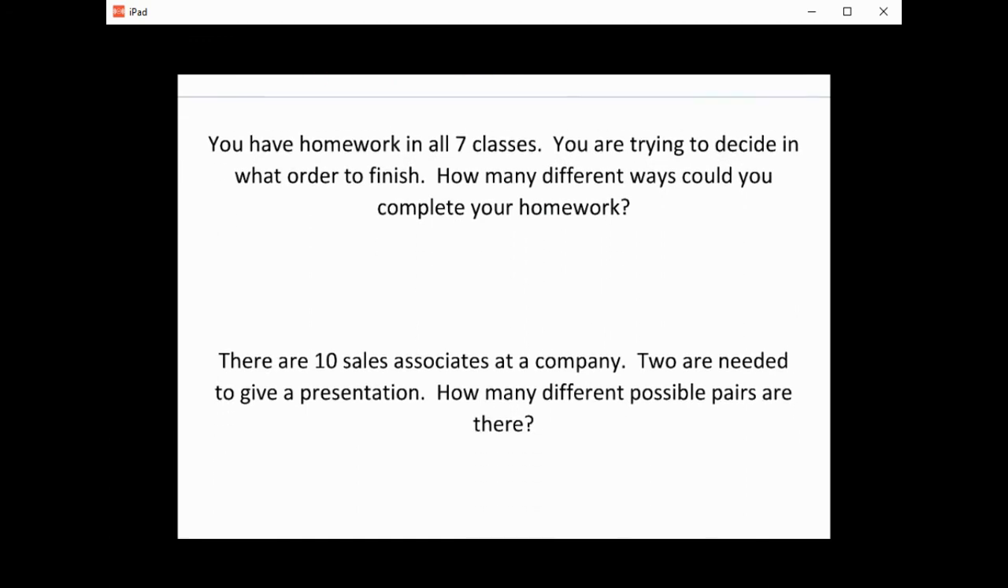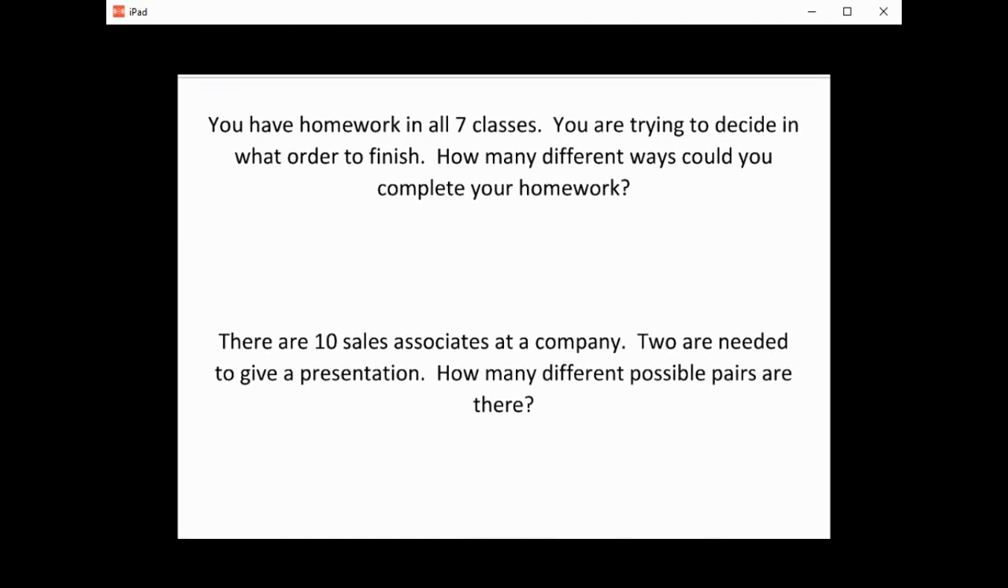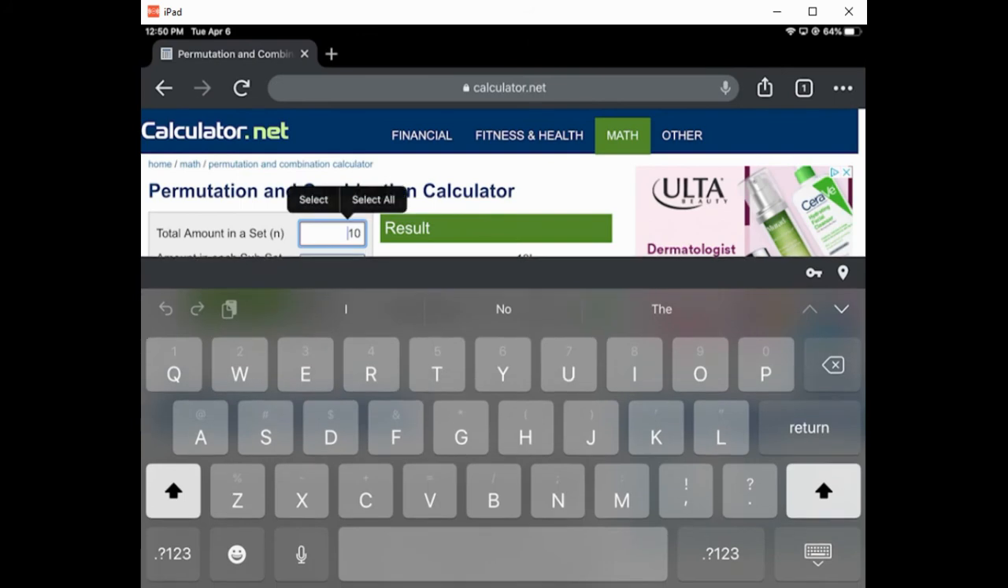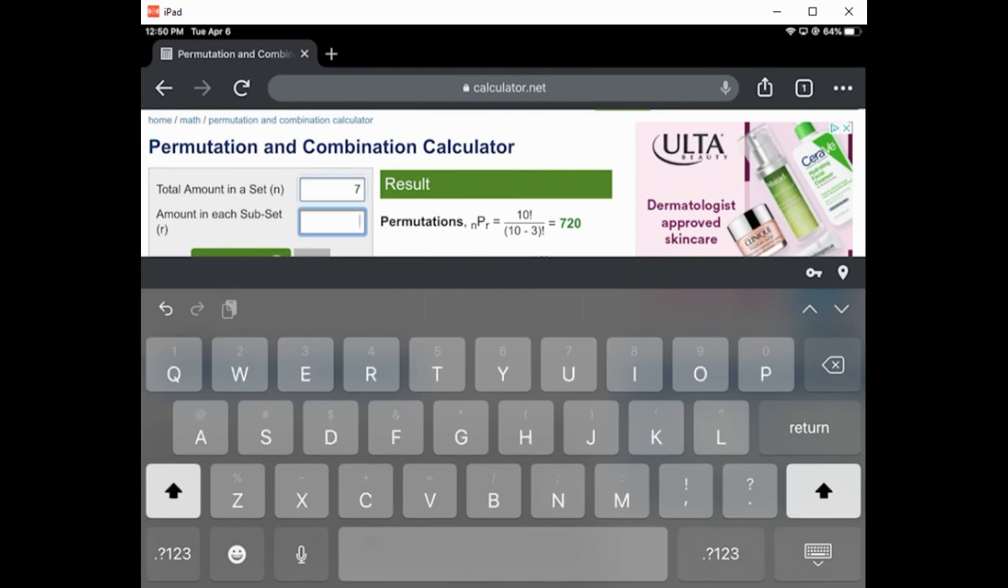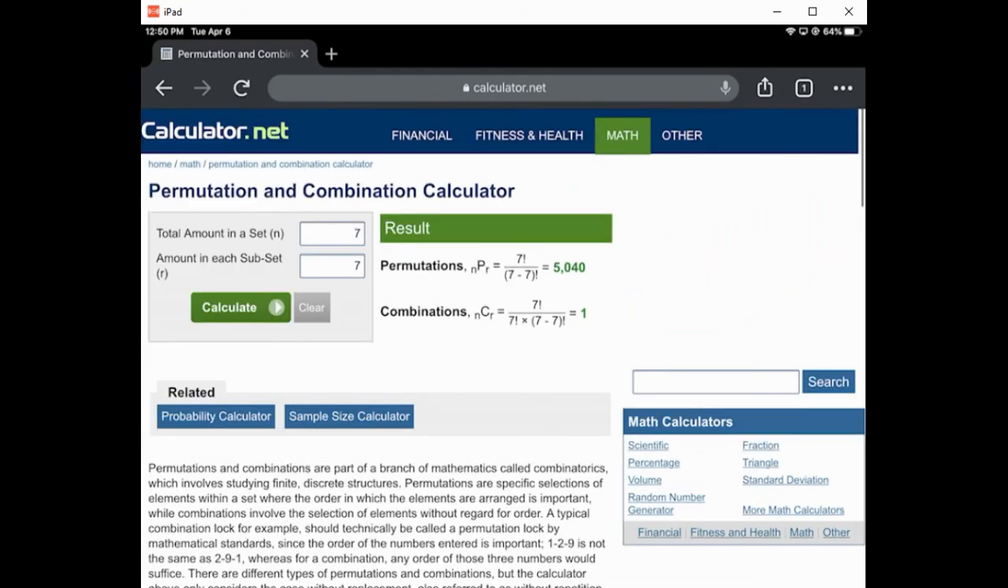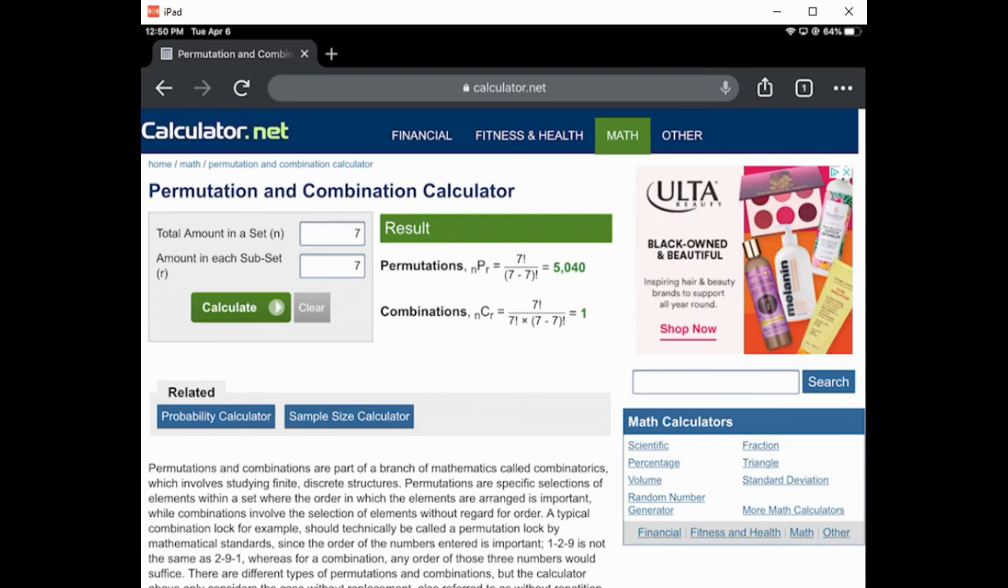Okay, so this one is one of the ones that has to do with order. Someone has homework, and they're trying to decide what order to finish. If it's going to be in a specific order, that would be a permutation. And unless they say otherwise, you would just assume it's all of them. So 7P7. But just be careful, because I've seen one before where it had the word order, but it wasn't a permutation, and I don't remember what it was.